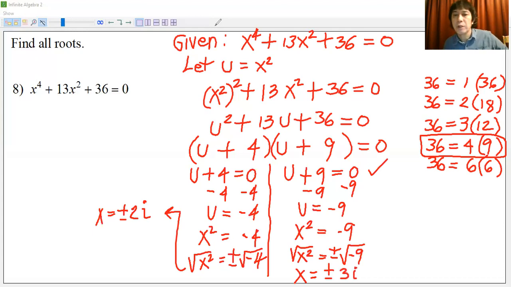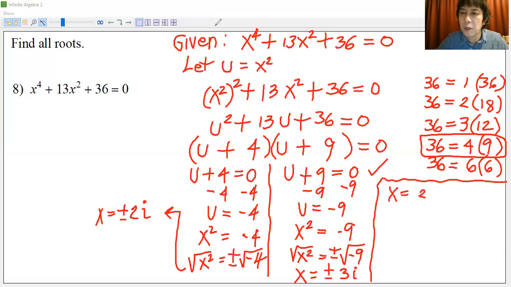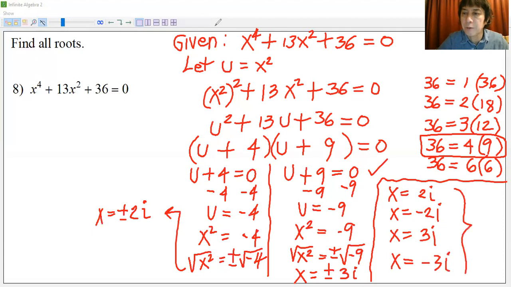There. And so we have our 4 roots. We shall write it over here at the corner. So our first value x is 2i. Next is negative 2i. Next is 3i. And then the last one is negative 3i. And we have the required roots of the equation.